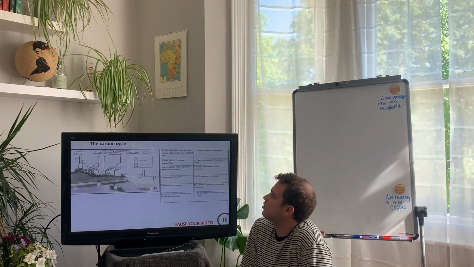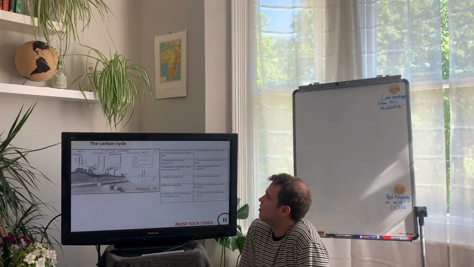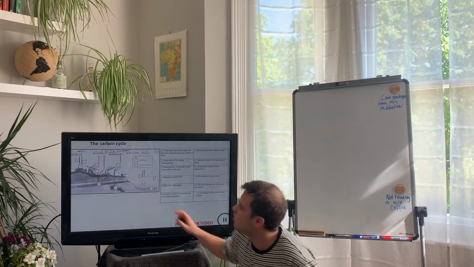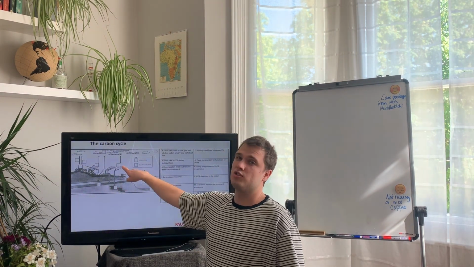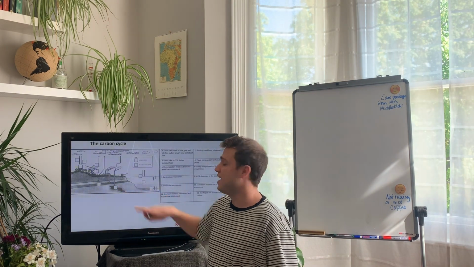So fossil fuels such as coal, gas and oil store carbon for a very long period of time. So here are our fossil fuels underground storing it. It's not them being burned, so you wouldn't put it here, so we would put our number 1 here.